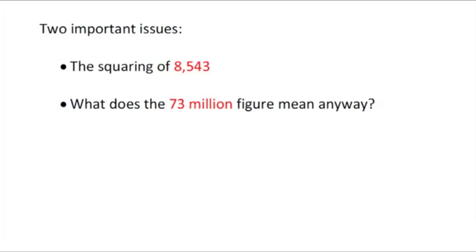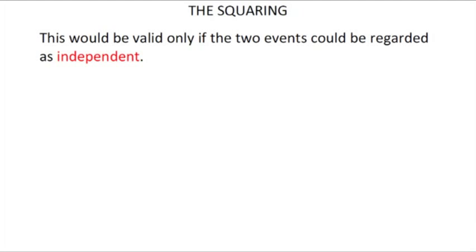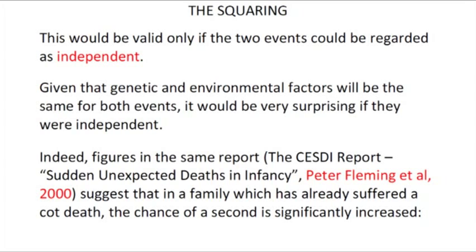And there are 2 important issues here. First, is the squaring of that figure valid? But also, what does the figure mean anyway? And is it relevant to the innocence or guilt? So let's look at each of those issues in turn. First, the squaring would be valid only if the 2 events could be regarded as independent. But given that the genetic and environmental factors will be the same for both events, being the same family, it would be very surprising if they were independent.